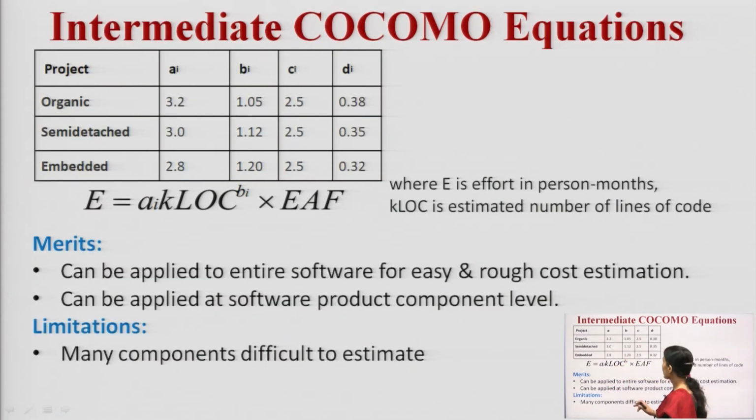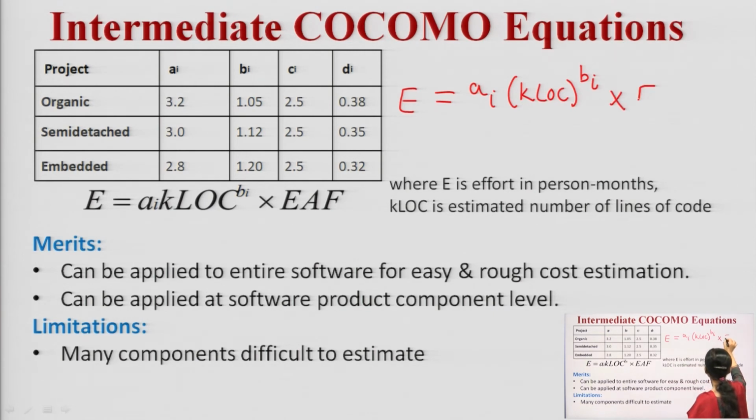Here I have this table for the intermediate model. My effort is now E = a_i (KLOC) to the power b_i. Because it is the intermediate model, it is a_i. Earlier the effort was only E = a_b (KLOC) to the power b_b. Now it will be multiplied by the EAF also. So, I have to calculate the EAF using that cost driver calculation.